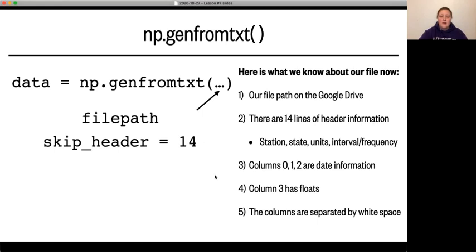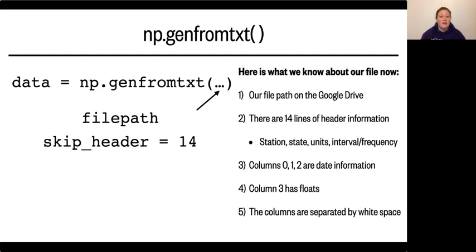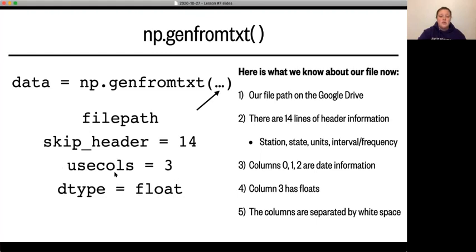And the next thing we know is that columns 0, 1, and 2 are date information, and column 3 has floats. And if you remember about numpy arrays, they can only have one type of data in them. So we're actually going to load these as two separate numpy arrays. And we're going to start with the third column here. So we're going to say usecols, so that's saying use this column, and we're going to say that's number 3. And we're going to give it a data type, or dtype, and that'll be a float.